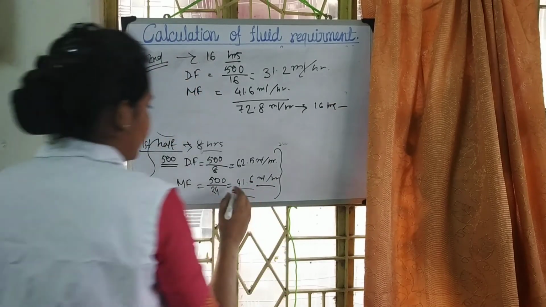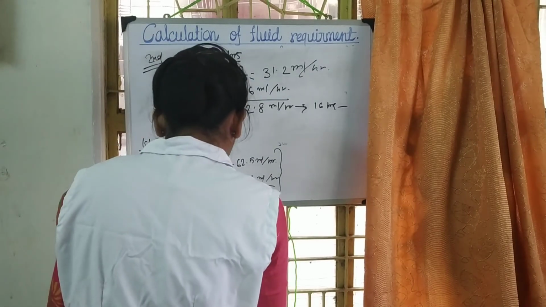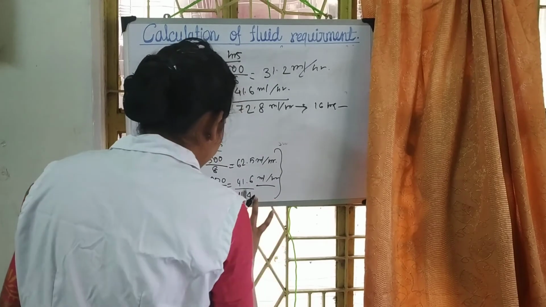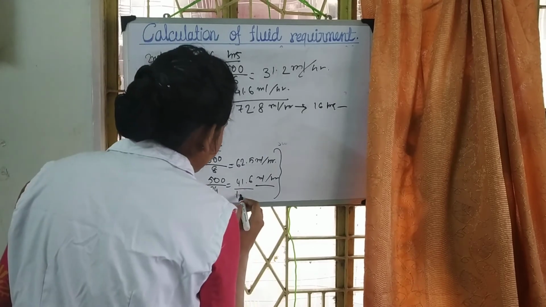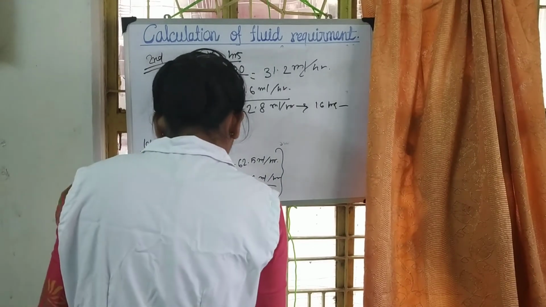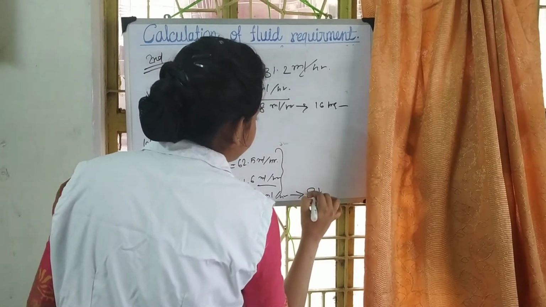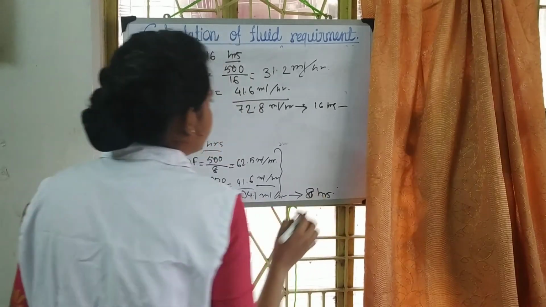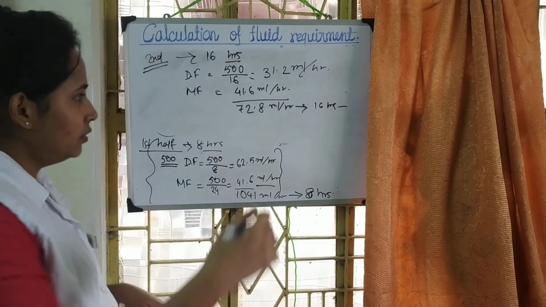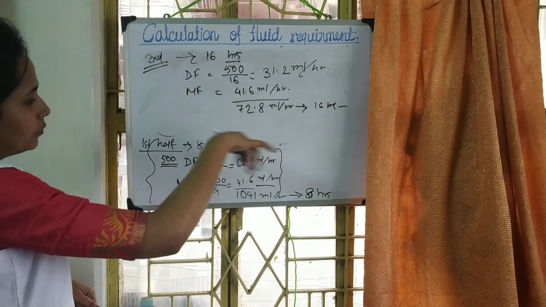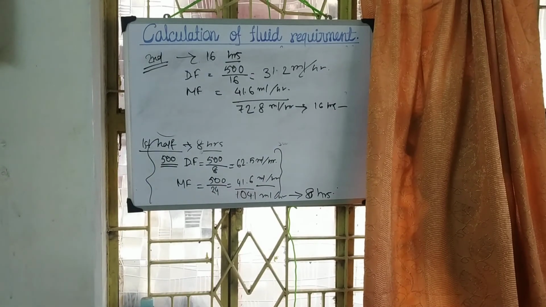And the total for the first half is equal to 104.1 ml per hour, and it continues for 8 hours. Clear up to this? So in 24 hours, I have already calculated the 2000 ml of fluids to be given. So this is the calculation part of IV fluid.